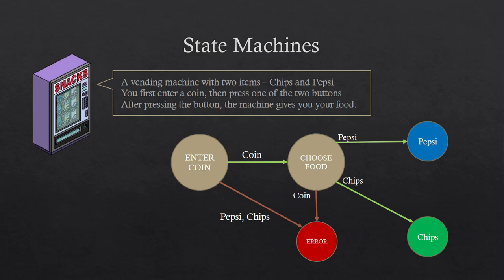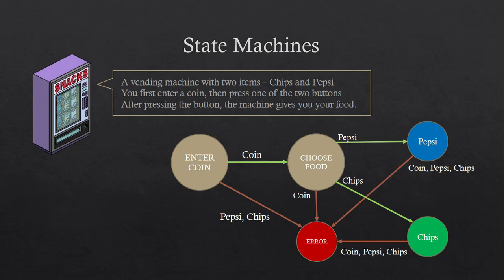Similarly, in the Pepsi or chips state, in this state you are basically done paying and you have already chosen your product. So in this case, you are just supposed to take your product and leave. But if you try to enter more coin or press more buttons, it's gonna give you error. So this is another example where we are implementing a state machine that can simulate the logic of the simple vending machine that we talked about. So I hope you are getting some idea of how the things might work.